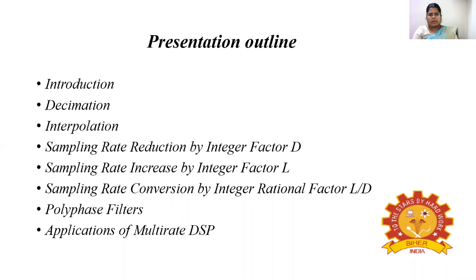It is a presentation outline. First, we'll discuss the introduction to multi-rate digital signal processing. Then, we'll say what decimation is. Next, we'll say what interpolation is. Then, sampling rate reduction by integer factor D. Then, sampling rate increase by integer factor L. Then, sampling rate conversion by rational factor L by D. Next, we'll discuss polyphase filters. Then, the last topic is applications of multi-rate digital signal processing.